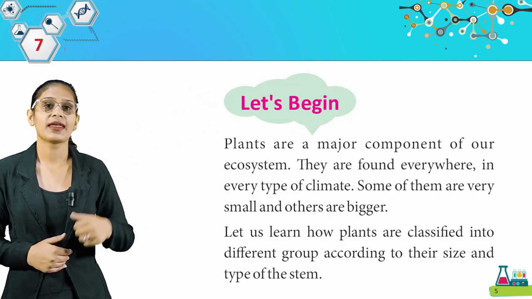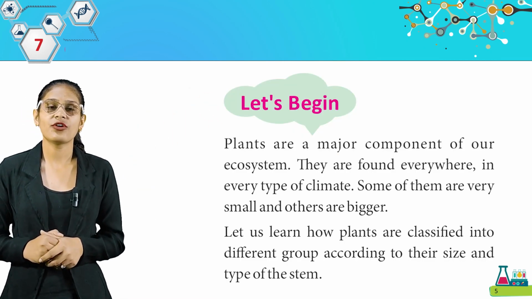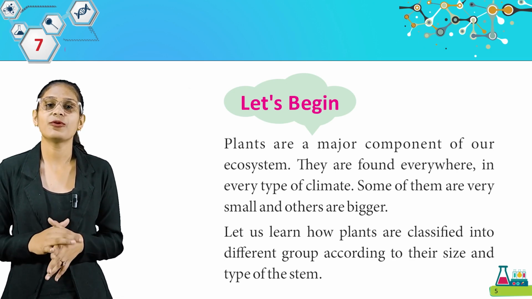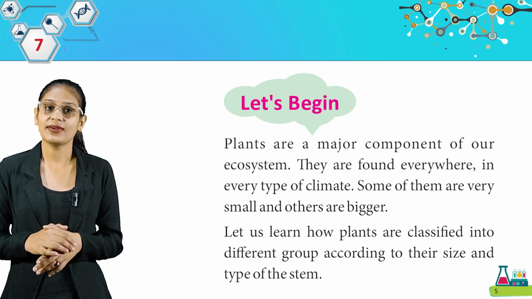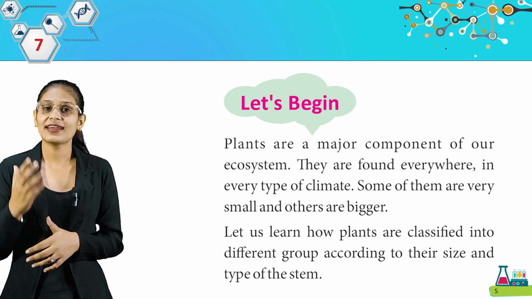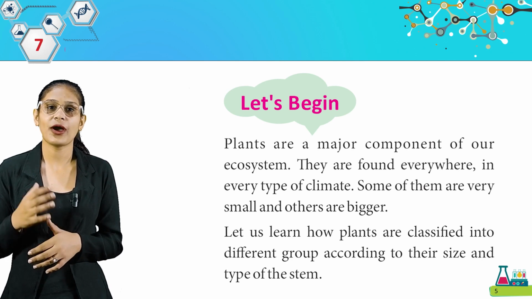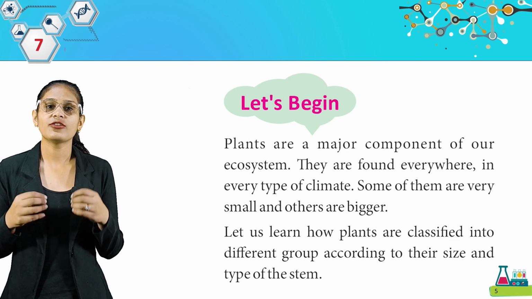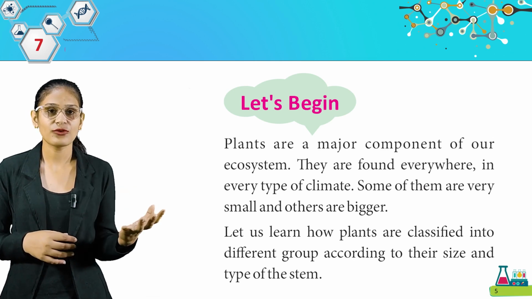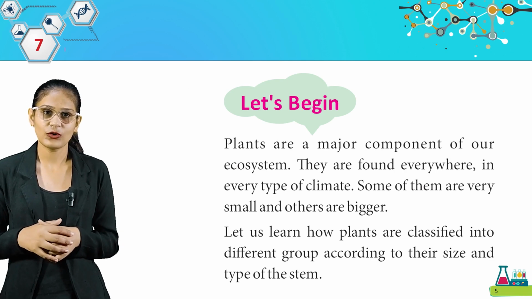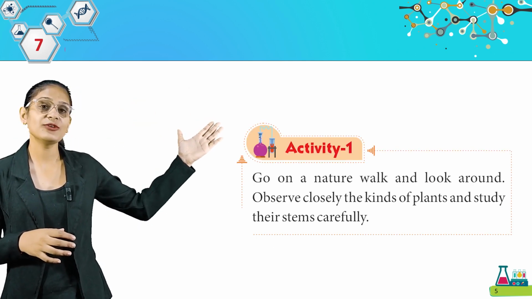Let's begin. Plants are a major component of our ecosystem. They are found everywhere in every type of climate. Some of them are very small and others are bigger. Let's learn how plants are classified into different groups according to their size and types of stem. So students, हमारे जो plants हैं वो different type के होते हैं और उनके different parts के according भी हम उनको classify करते हैं.